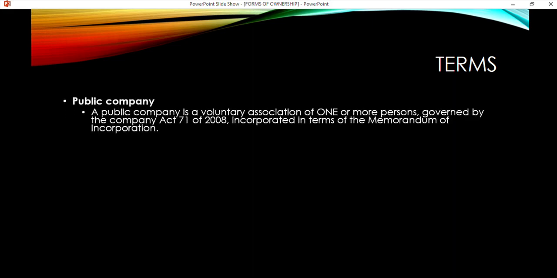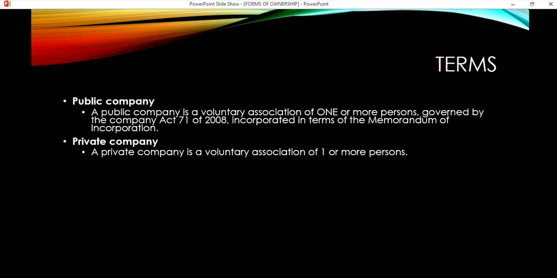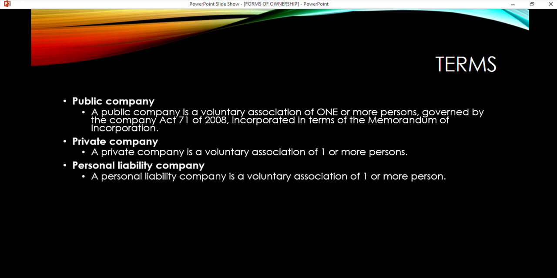Last one, public company. A public company is a voluntary association of one or more persons, and that's governed by the Companies Act 71 of 2008. A private company is a voluntary association of one or more persons. A personal liability company. Now you need to differentiate that between a private company and a personal liability company. It's the same as a private company, a voluntary association of one or more persons. We'll get to the difference in the next lesson.